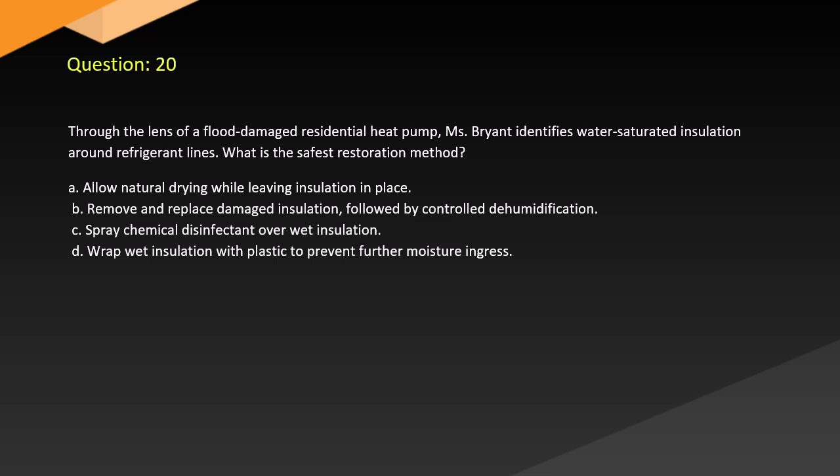Question 20. Through the lens of a flood-damaged residential heat pump, Brian identifies water-saturated insulation around refrigerant lines. What is the safest restoration method? A. Allow natural drying while leaving insulation in place. B. Remove and replace damaged insulation, followed by controlled dehumidification. C. Spray chemical disinfectant over wet insulation. D. Wrap wet insulation with plastic to prevent further moisture ingress.